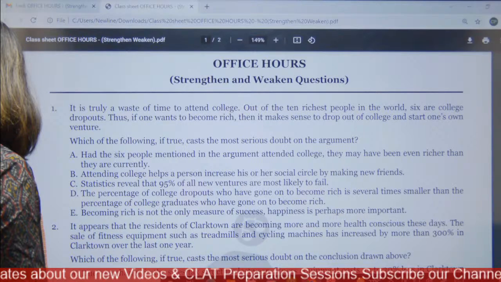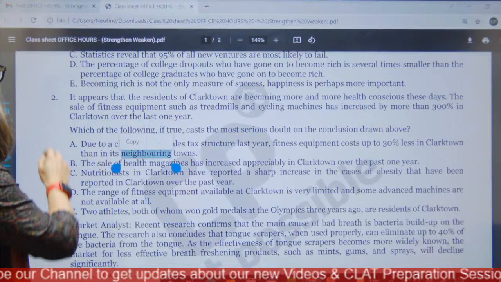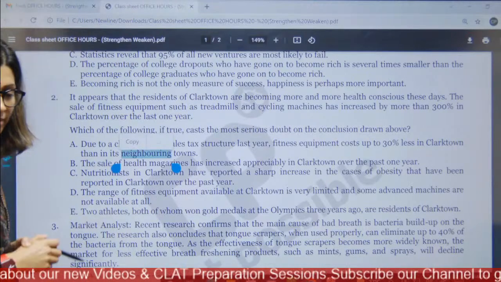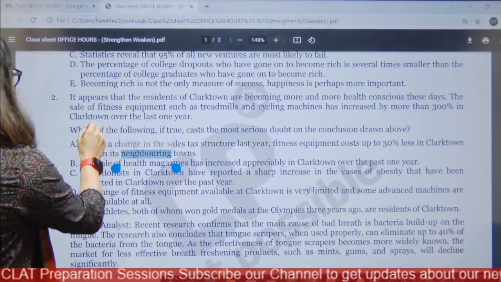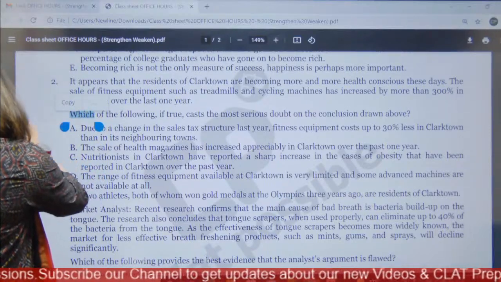And option E says becoming rich is not the only measure, which is again irrelevant. Right? So now let's come to the second question very quickly.